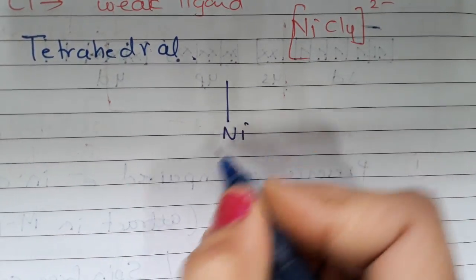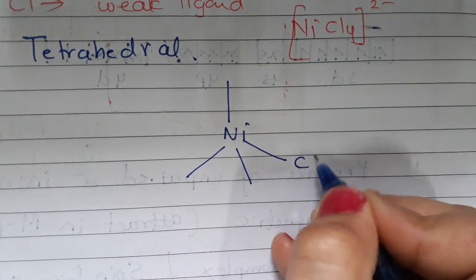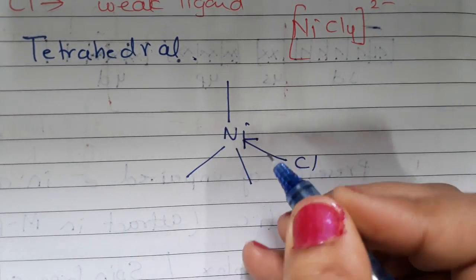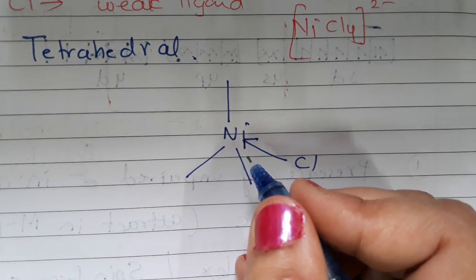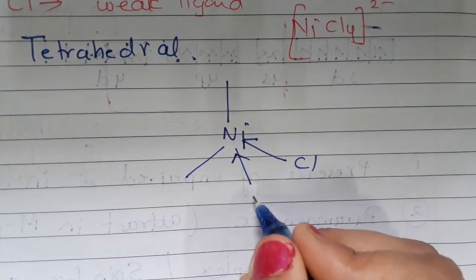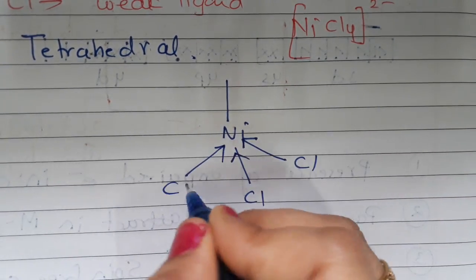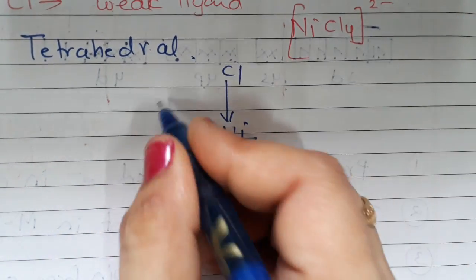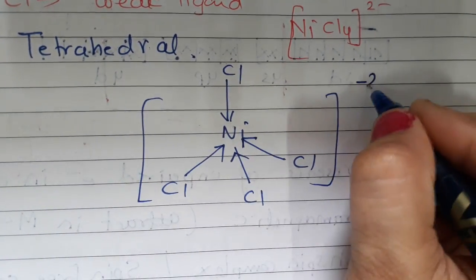Now if it is tetrahedral, how do we draw tetrahedral? We are having nickel and we are having chlorine. Okay, this bond you show towards nickel. All right, here also this bond you can show towards nickel, and then you are going to write here -2.